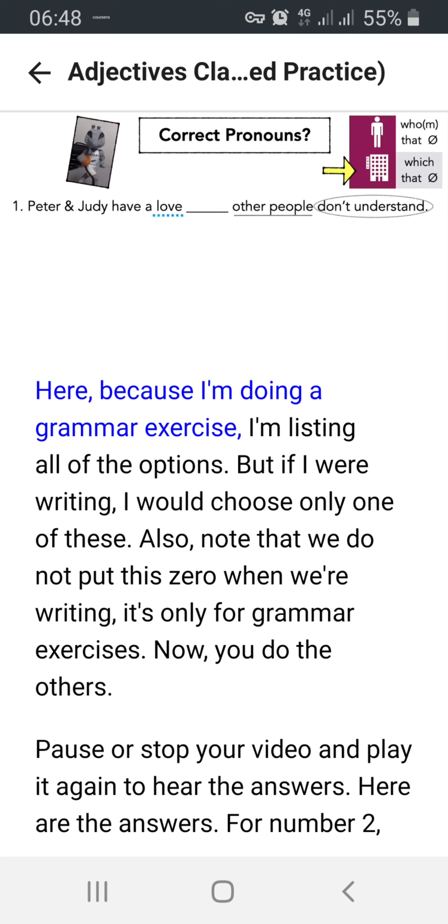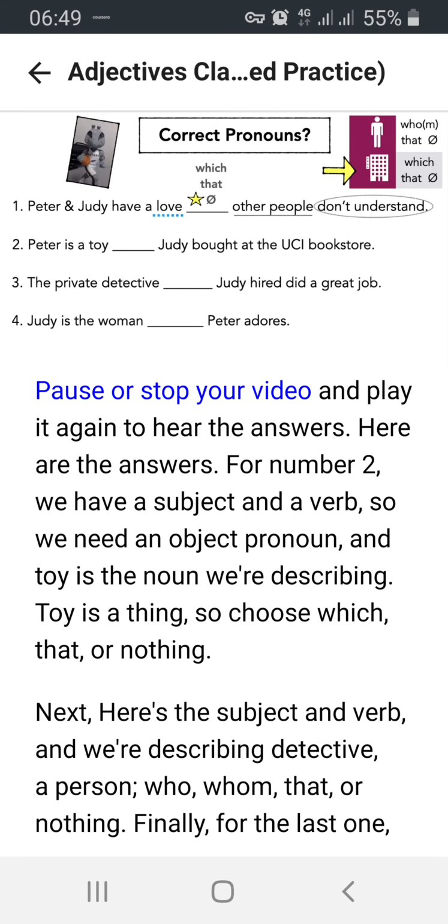Here, because I'm doing a grammar exercise, I'm listing all of the options. But if I were writing, I would choose only one of these. Also, note that we do not put this 0 when we're writing. It's only for grammar exercises. Now you do the others. Pause or stop your video and play it again to hear the answers.